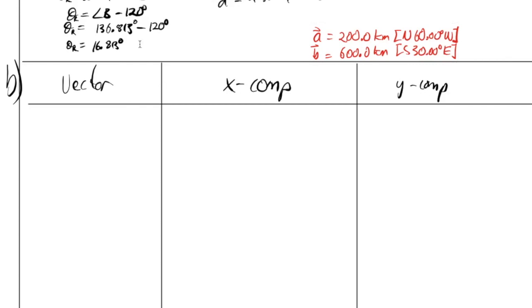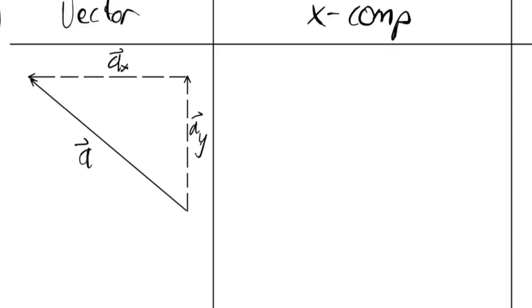Now we're going to start off with the vector A. Remember, it goes north, then west, and then the actual angle. So this is your vector A. This over here is your AY, and this over here is your AX. However, don't forget to dash your components.